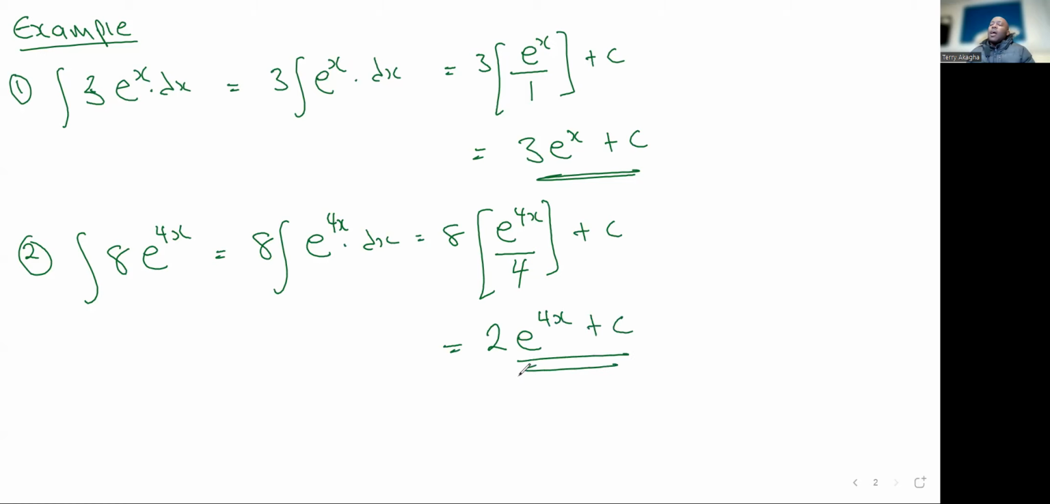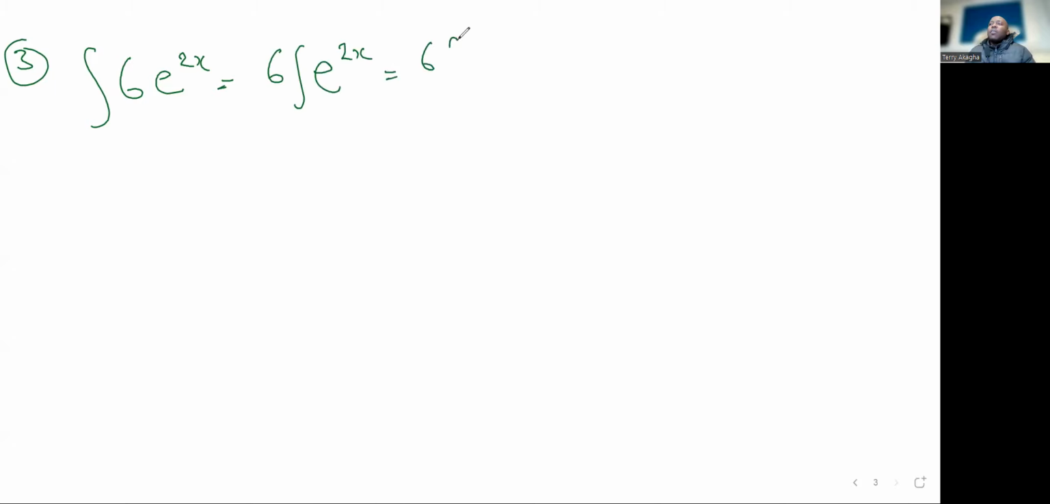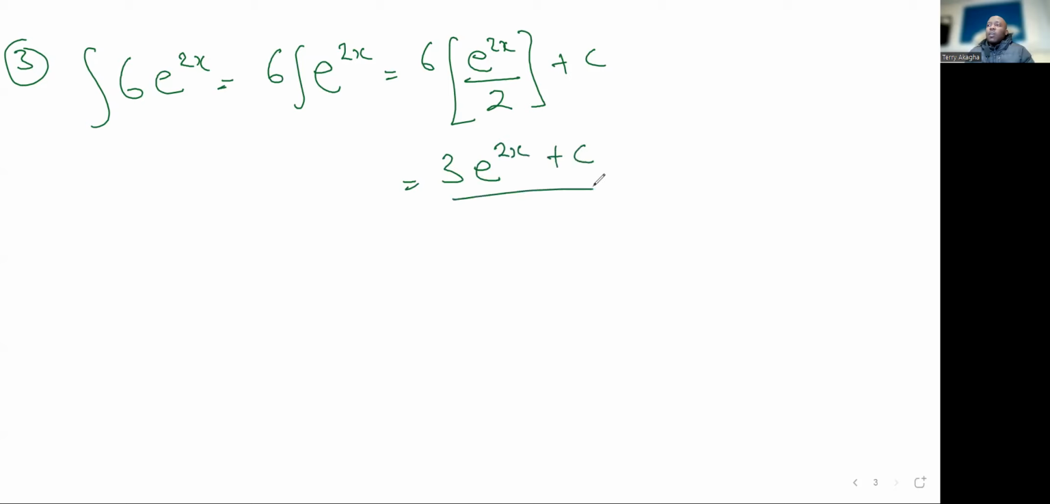We still have some time, so let's pick one more example. Let's assume I'm meant to integrate 6e^(2x). The same thing: you bring out the constant, it becomes 6 times the integral of e^(2x). Then you differentiate 2x, which gives you 2e^(2x) plus c. 2 can go into 6 three times, and that'll give you 3e^(2x) plus c. And that is that.